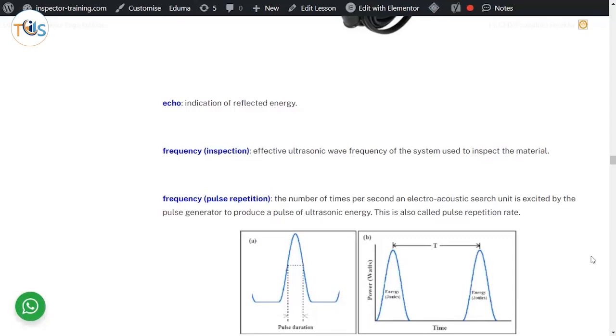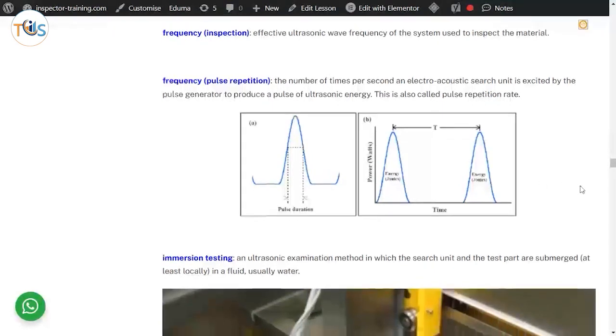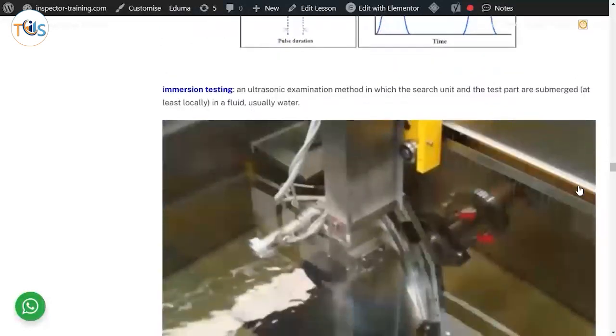And frequency, we have explained: the effective ultrasonic wave frequency of the system. And pulse repetition is the number of times per second the electroacoustic search unit is excited by the pulse generator to produce a pulse of ultrasound energy. This is also called pulse repetition rate. So you send one pulse, and then send another pulse after a certain time. So that's called pulse repetition rate. It's the pulse duration, the time the pulse goes and then dies down, and then the second wave of ultrasound you're sending.